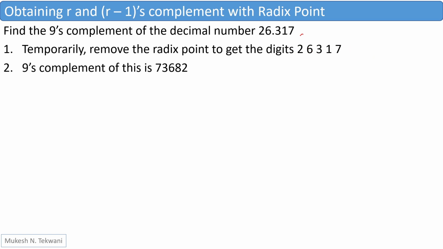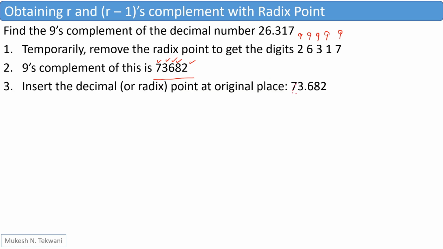So we have 9 minus 2, that gives us 7. Then we'll take 9 minus 6, that gives us 3. 9 minus 3 will give us the next digit 6. Then we have here 9 minus 1 gives us 8, and the last digit here 9 minus 7 is 2. So this becomes the nines complement of the number, and now we just put the radix point, so this becomes 73.682.